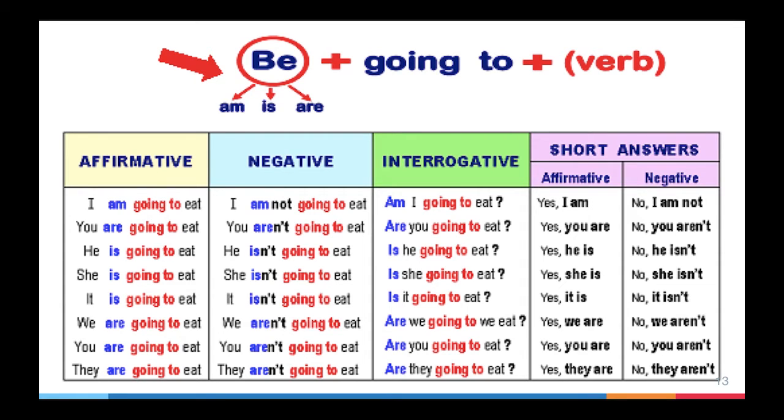Here is the structure of to be going to. As you can see, just like simple future tense, our verb is in the base form again, and to be becomes am, is, or are according to your subject.